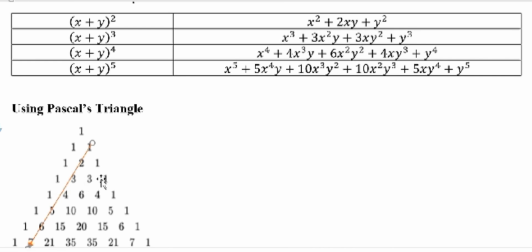And indeed, if you look at this, we have the coefficients 1, 3, 3, 1, and that's what we have here. Similarly, for x plus y raised to power 4, the coefficients are 1, 4, 6, 4, 1, and that's what we have here as 1, 4, 6, 4, 1. So that's how we use a Pascal's triangle.